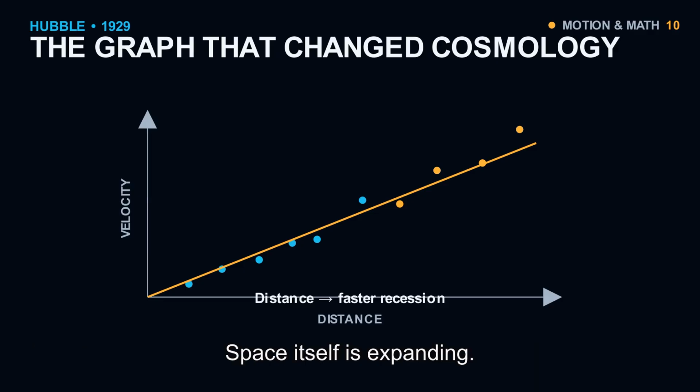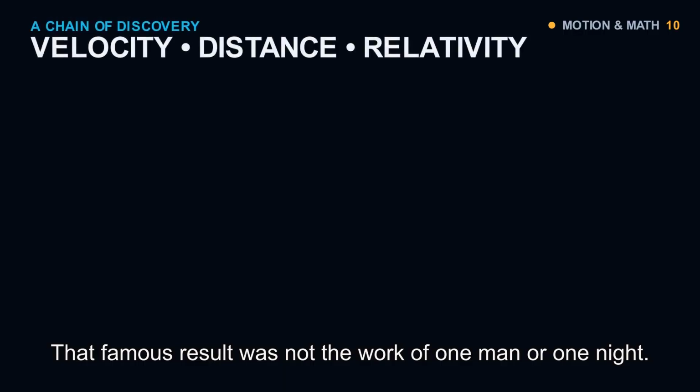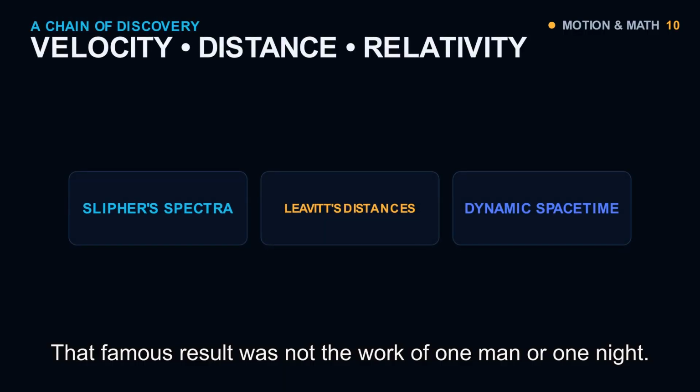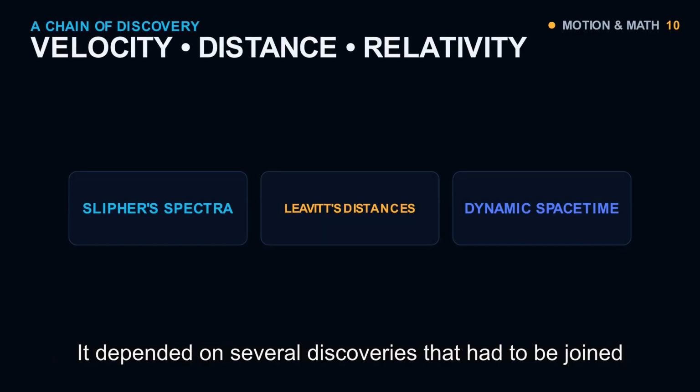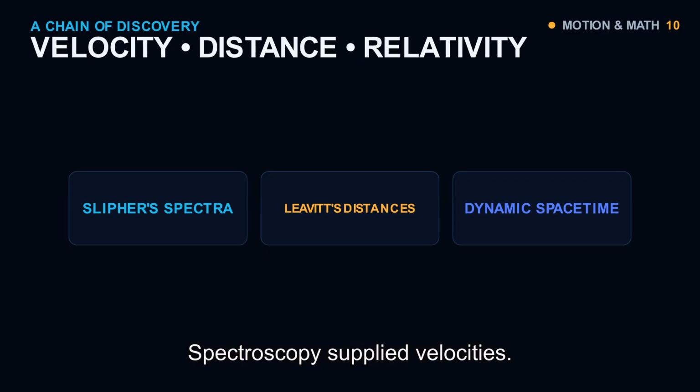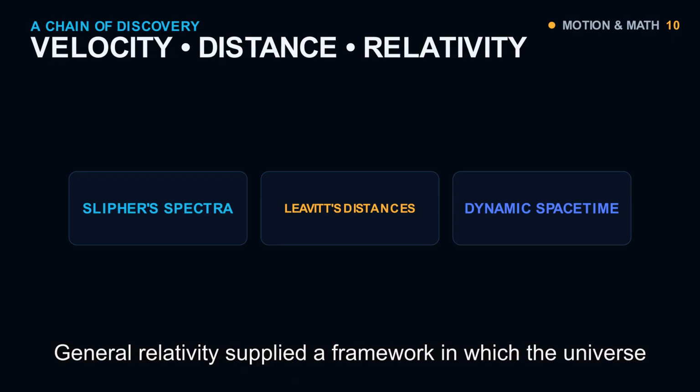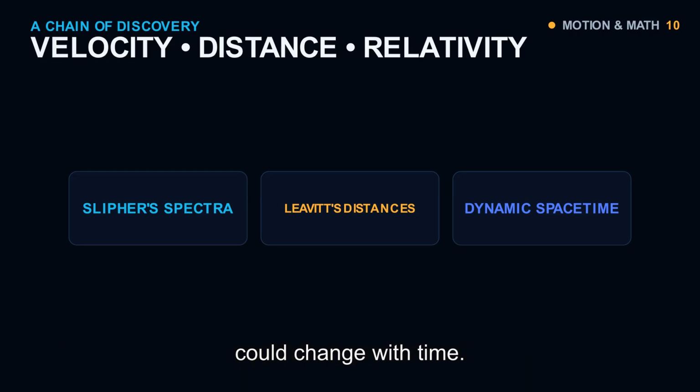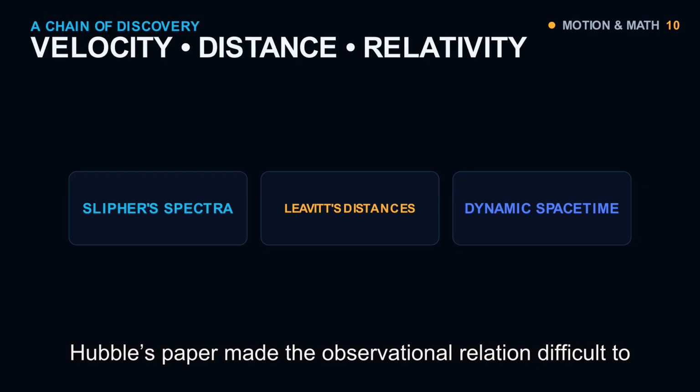Space itself is expanding. That famous result was not the work of one man or one night. It depended on several discoveries that had to be joined together. Spectroscopy supplied velocities. Variable stars supplied distances. General relativity supplied a framework in which the universe could change with time. Hubble's paper made the observational relation difficult to ignore.